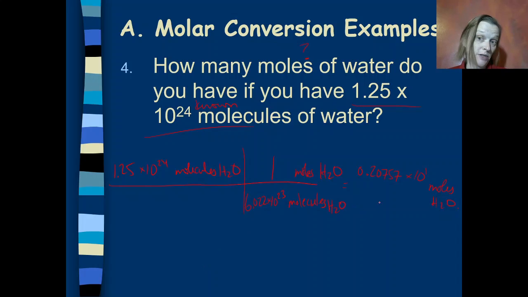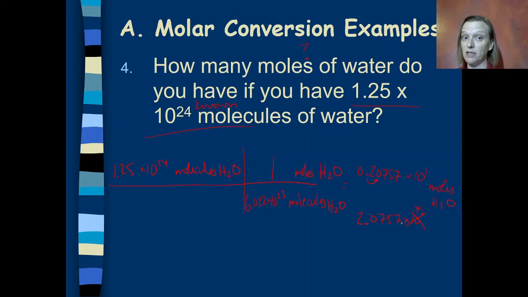This is incorrect scientific notation because this number is not between 1 and 10. I have to make this number bigger to make it a 2 point something, which would be between 1 and 10. Because I made this number bigger, I have to make this number smaller. So I'm going to have 2.0757 times 10 to the 0. As we've said before, anything to the 0 power is just 1. So I really don't need this scientific notation at all because 2.0757 times 1 is just 2.0757.